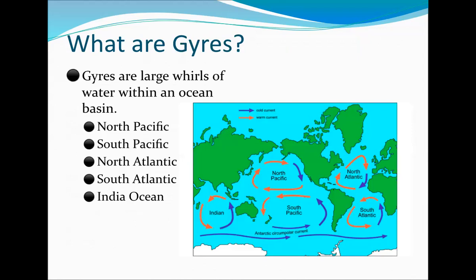Next is another term. What are gyres? These are large whirls of water within an ocean basin. So we've got the North Pacific, and you can see them on the diagram to the right, the South Pacific, North Atlantic, South Atlantic, and the Indian Ocean.